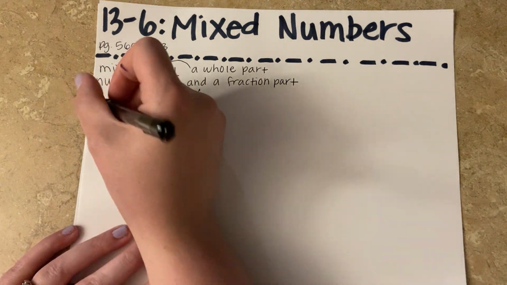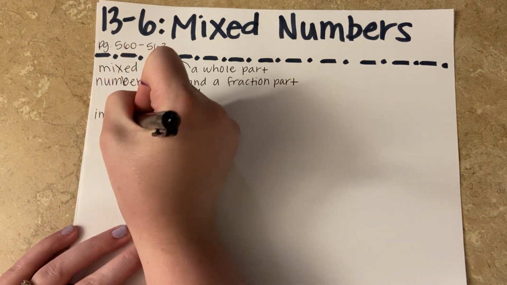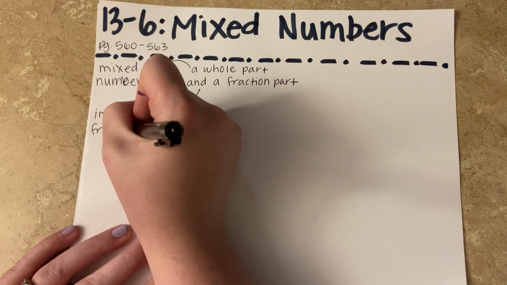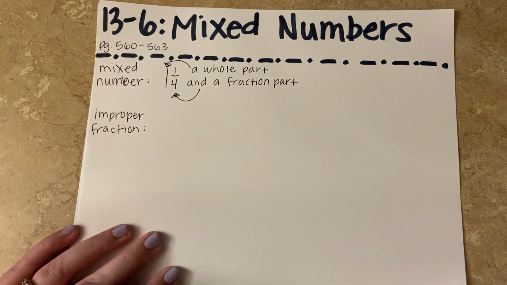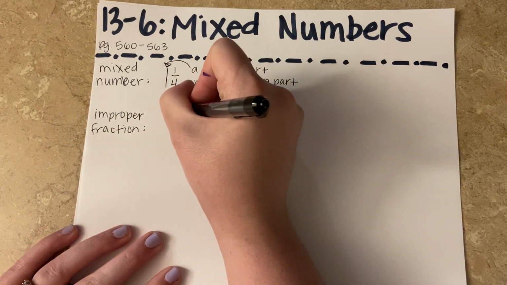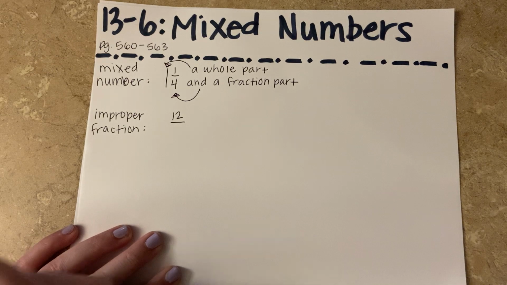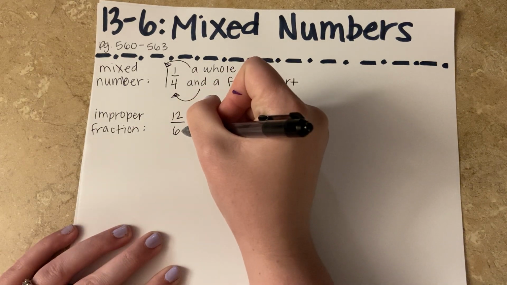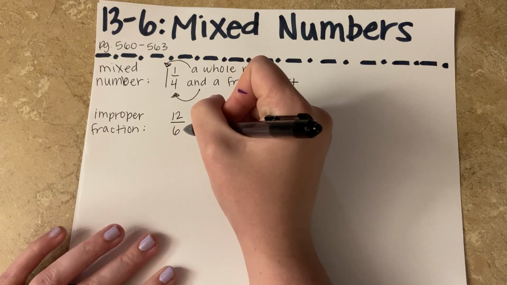And an improper fraction. An improper fraction has a numerator that is greater than or equal to its denominator. So remember, the numerator goes on the top, right? So we have a fraction. Our numerator might be 12 and our denominator is 6. So this is an improper fraction because our numerator is greater than or equal to our denominator, okay?